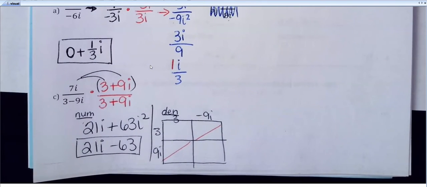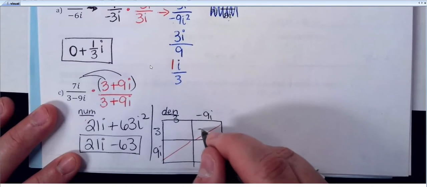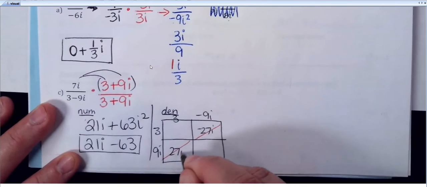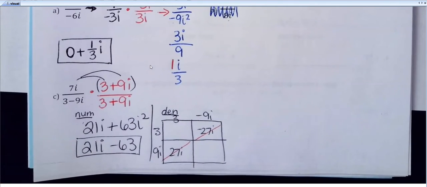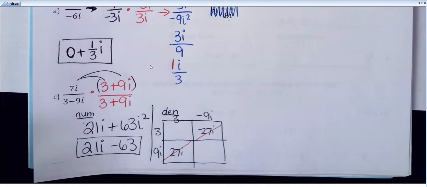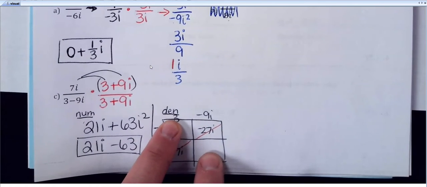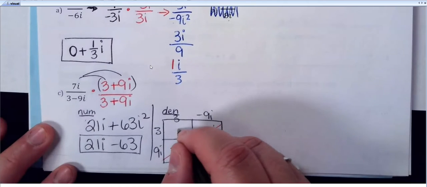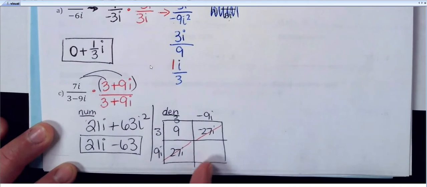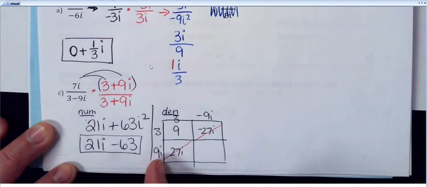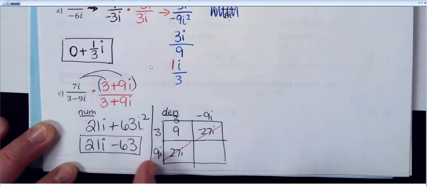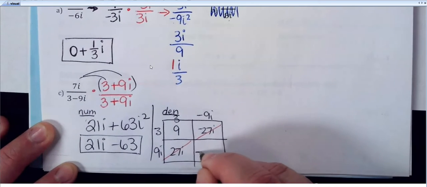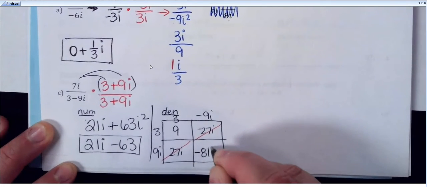But if you want to put it in, this would be a negative 27i. This would be a 27i, but I just don't even do that part of the problem, to be honest with you, when I'm doing this. The only two that matter if you're multiplying conjugates together are the first two and the last two, because these cancel each other out. This would be 9. Now, the bottom corner, because they're conjugates, one's always positive and one's negative. So you have positive 9 times negative 9, which would be negative 81i squared.